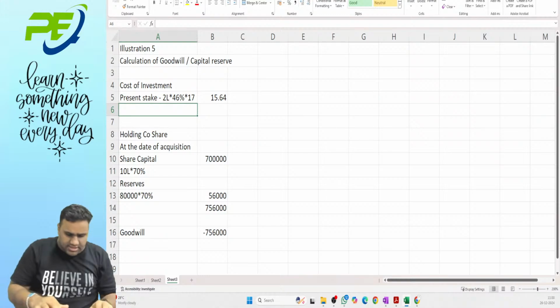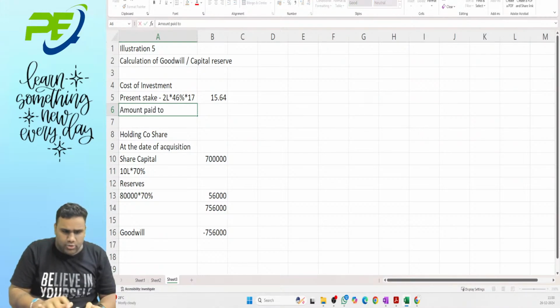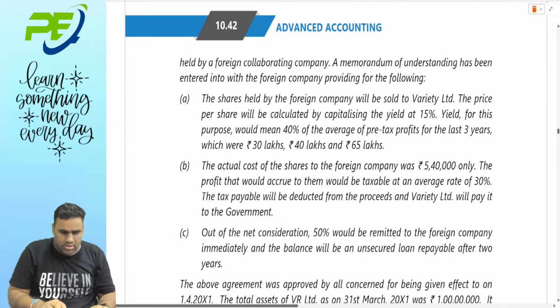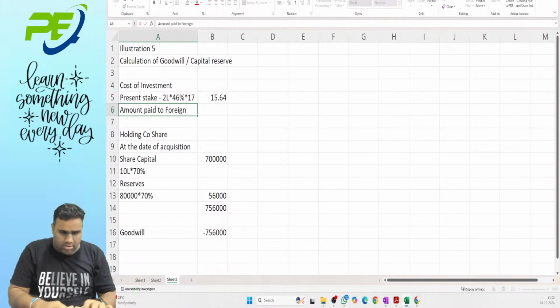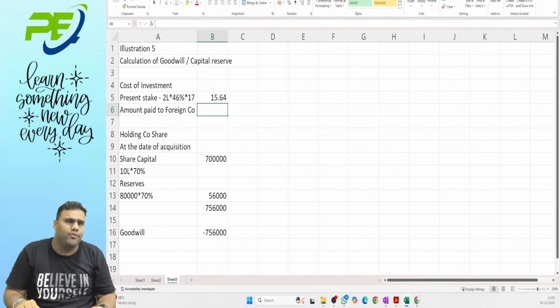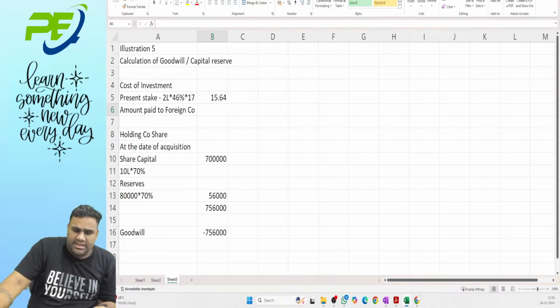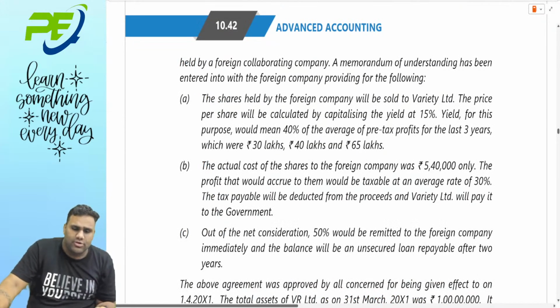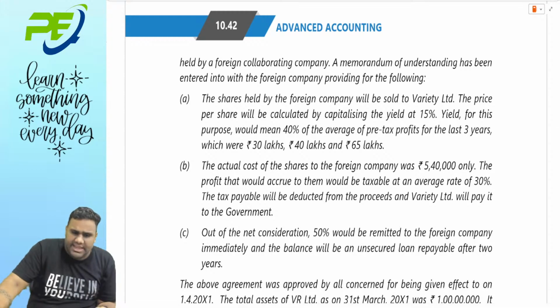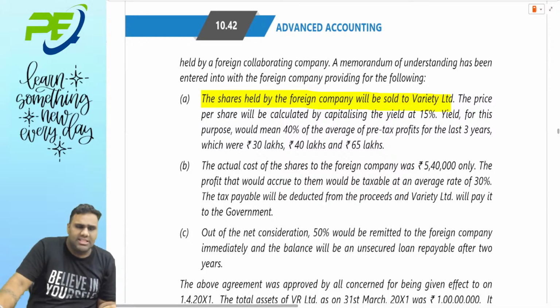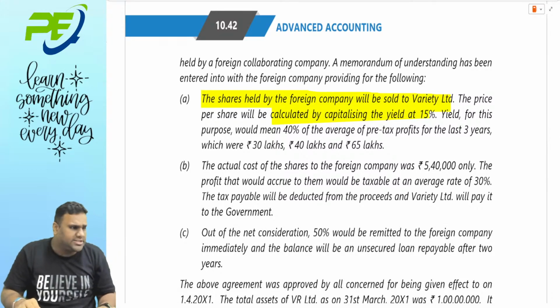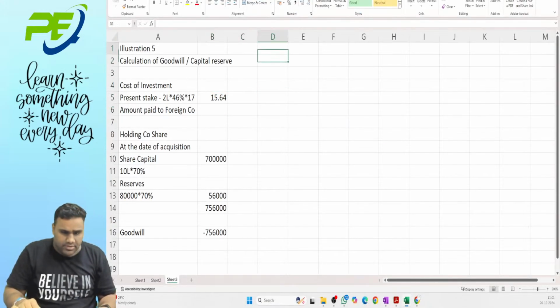Next, amount paid to foreign company. For that, we have to do a detailed working note. See here, the shares held by the foreign company will be sold to Variety. They have made it very clear that the foreign company will sell the shares to Variety, and the price will be calculated by capitalizing the yield. So first we have to find yield.